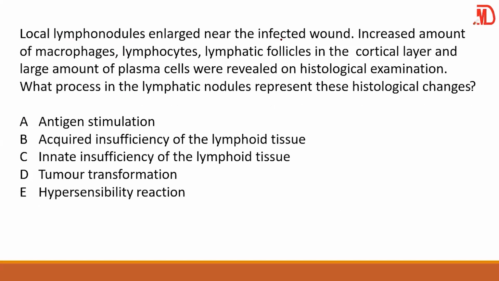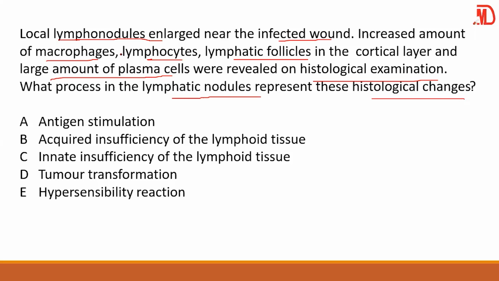Local lymph nodes enlarged near the infected wound. Increased amount of macrophages, lymphocytes, lymphatic follicles in the cortical layer, and a large amount of plasma cells were revealed on histological examination. What process in the lymphatic nodes do these histological changes represent? Look at it: lymph node enlargement near a wound, with increased macrophages and lymphocytes. What will cause this? It's when the body is reacting to an antigen, isn't it? So this is called antigen stimulation.